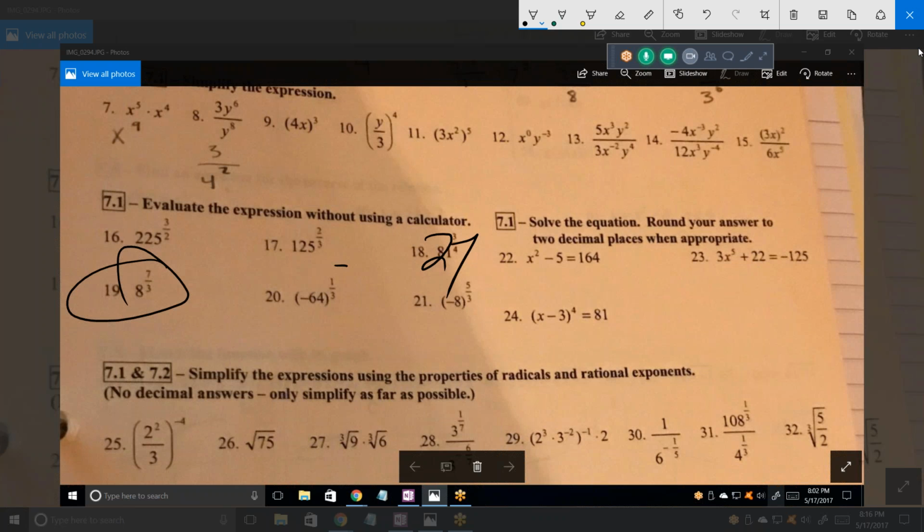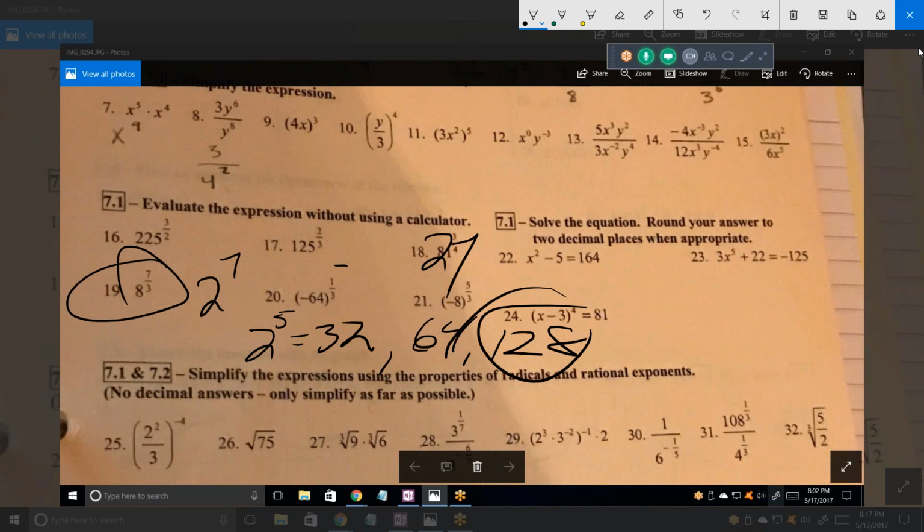Okay, so for 22, you would just add 5. 19. Let's go in order. Oh, I'm skipping them. Yeah, I thought that was weird. The number's kind of weird there. So this would be... I just went blank. The cube root of 8, so 2. So 2 to the 7th. I don't know what that is. The one I remember is 2 to the 5th is 32. So this has got to be 64, 128. That's 2 to the 7th.